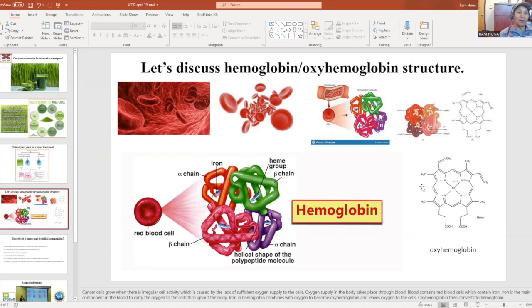Iron in hemoglobin combines with oxygen to become oxyhemoglobin and leaves oxygen to the cells, and the oxyhemoglobin then converts to hemoglobin. These are the chemical structures of hemoglobin, the heme group. Now you can see iron at the center, which is not connected to oxygen. So this is heme, and this iron combines with oxygen to form oxyhemoglobin, or the oxyheme group.